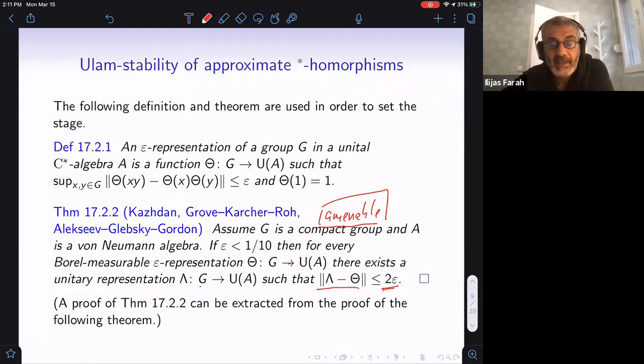So what this says is that if you have a compact or amenable group, then the only way to find an epsilon representation of it in some von Neumann algebra is to start from an actual representation and just mess it up a little bit. Now, we don't need literally this theorem. On the next slide, we have a theorem which is what we need, whose statement is somewhat more complicated than this one. So I just basically gave this one as a warm-up.